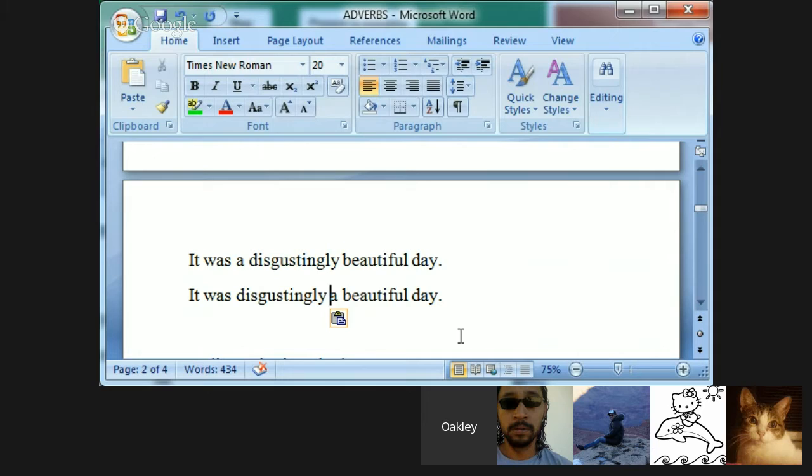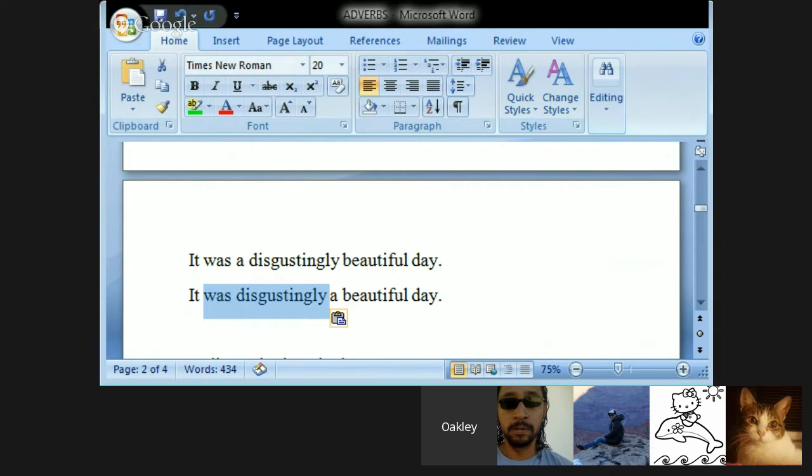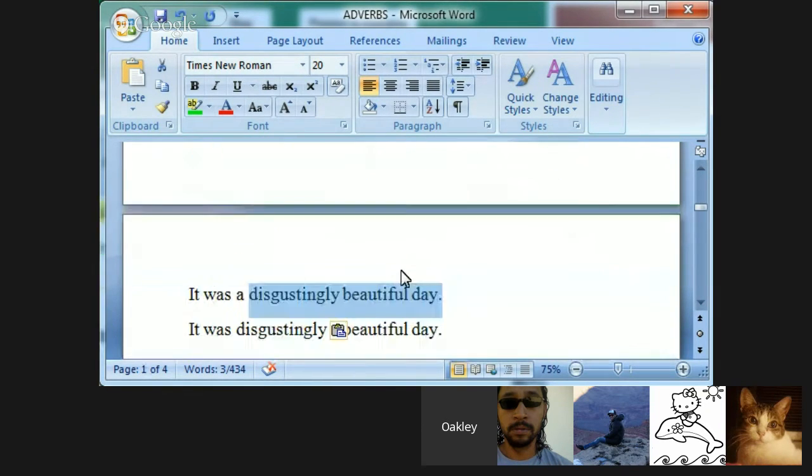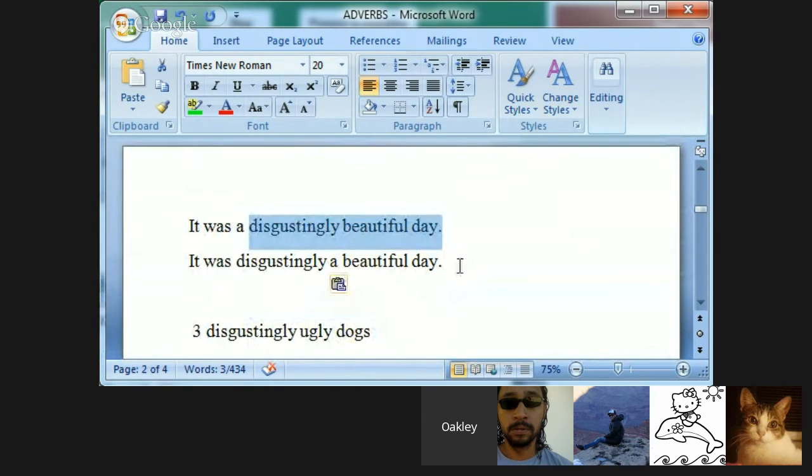Okay, you can, and I think you might get a sense here more. It was disgustingly, so the adverb is really working on the verb. It was tragically beautiful, a beautiful day. The idea is it's really going with the verb here, as opposed to going with the adjective. All right, this can be very confusing. It's all about the placement, what you really are trying to modify.